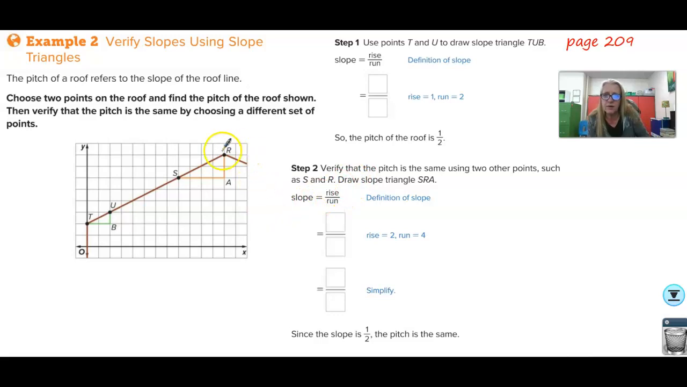All right, it looks like they've already chosen the points for us. They've chosen R and S, and they've chosen U and T, okay? So use points T and U to draw a slope triangle TUB. It's already there. See, it's already there.